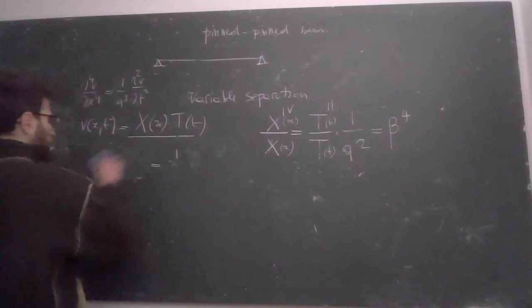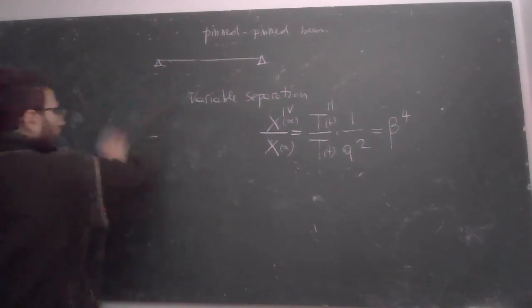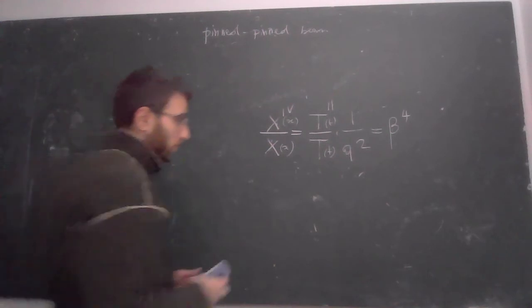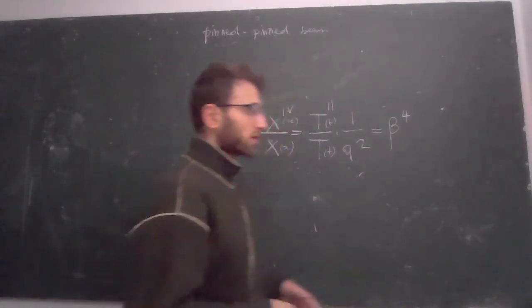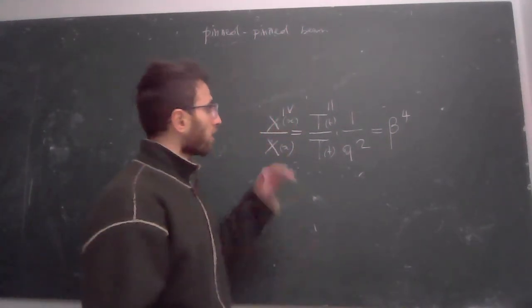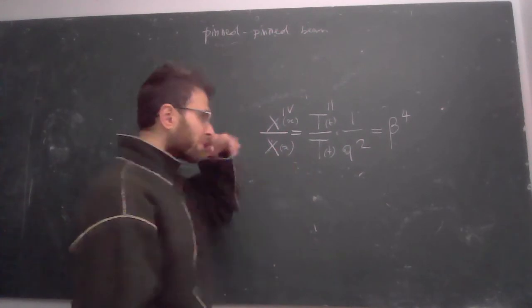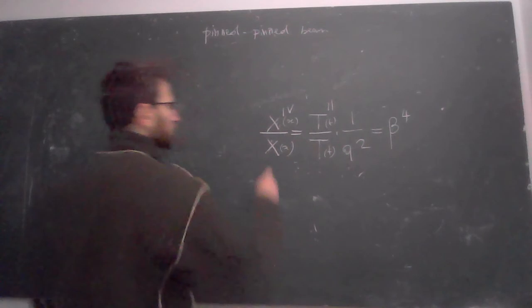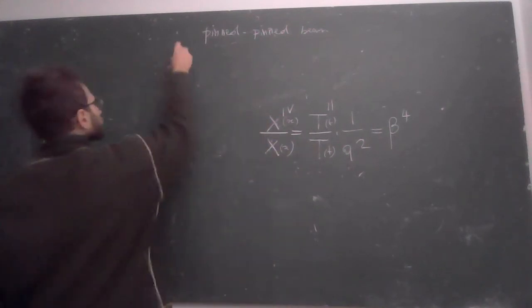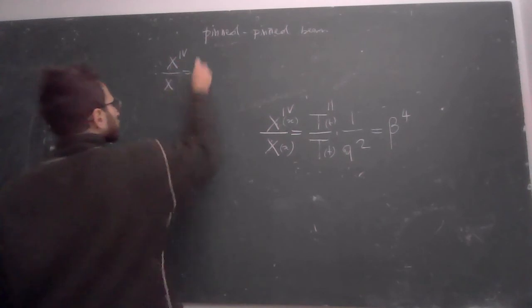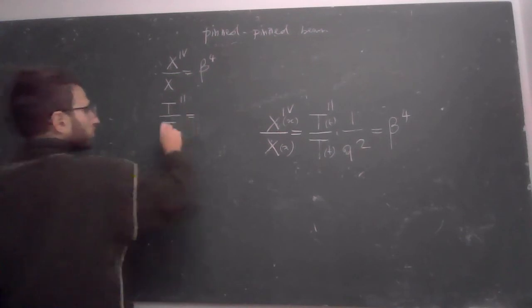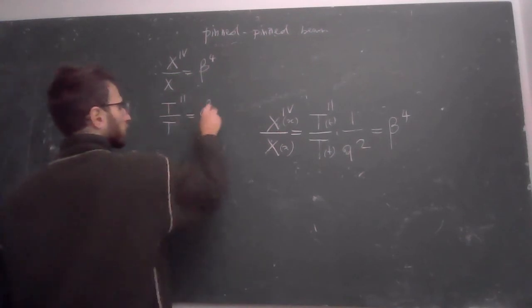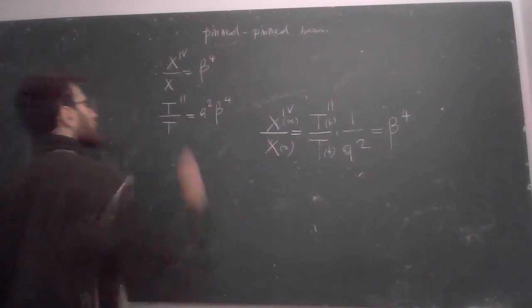So the main advantage of the method of variable separation is that we had a fourth order partial derivative equation, and now we have ordinary differential equations, namely two ordinary differential equations. The first is this one. And the second one is this one. We can write them differently.